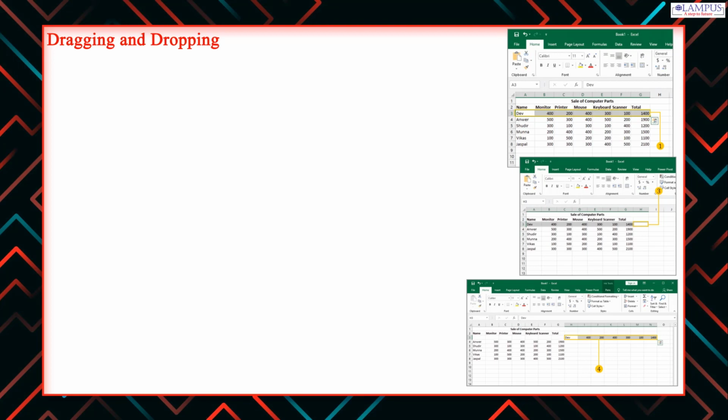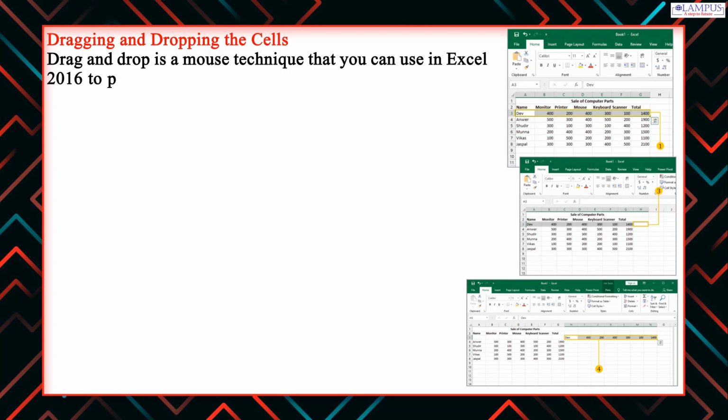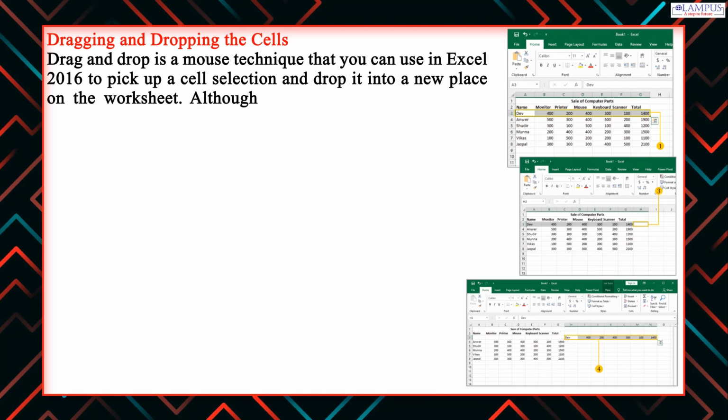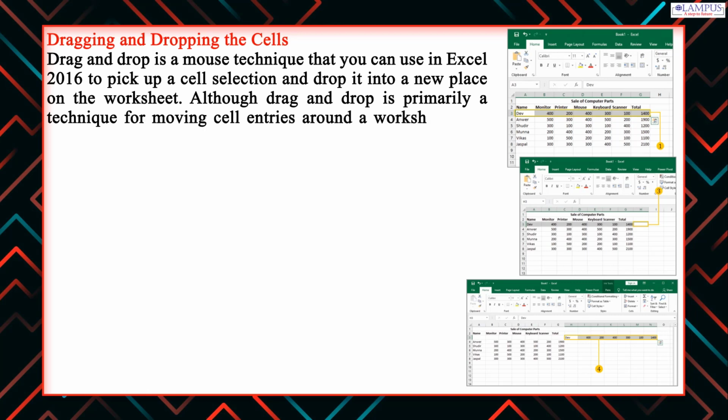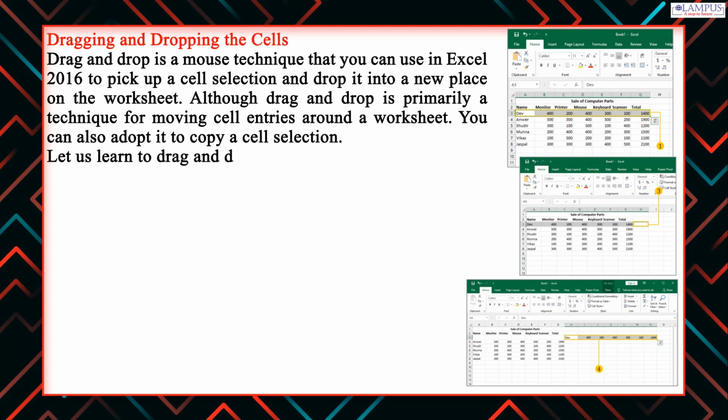Dragging and dropping the cells. Drag and drop is a mouse technique that you can use in Excel 2016 to pick up a cell selection and drop it into a new place on the worksheet. Although drag and drop is primarily a technique for moving cell entries around a worksheet, you can also adopt it to copy a cell selection. Let us learn to drag and drop the cells.